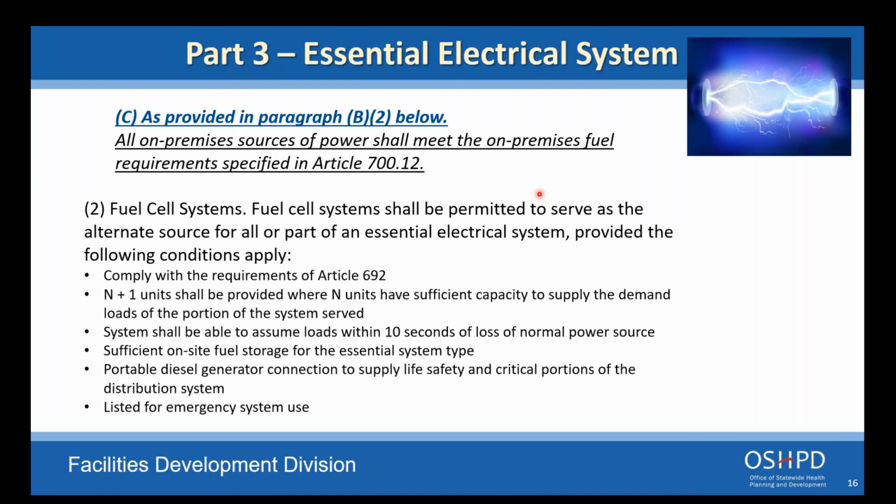They got to comply with Article 692, which is fuel cells. They have to have a 1+1 redundancy. They need to be able to assume the load within 10 seconds. They have to have sufficient on-site fuel storage for the essential electrical system, which for a hospital would be up to 72 hours. They would have to have a connection for a portable generator, which is also now required for generators in Article 700. And they have to be listed for emergency system use.